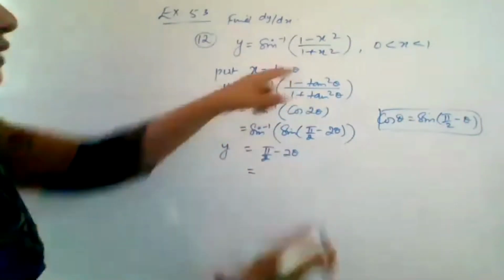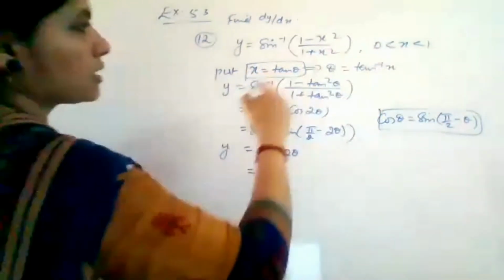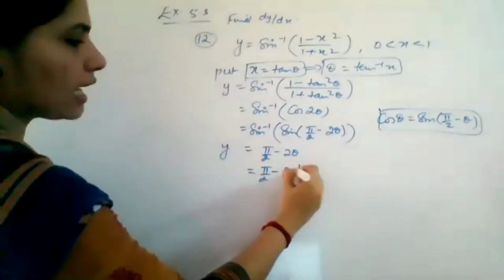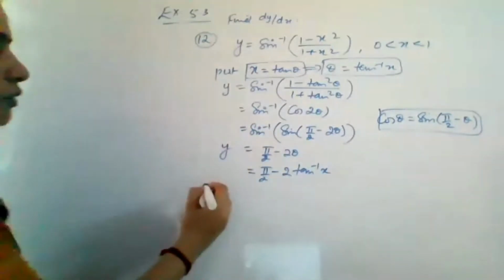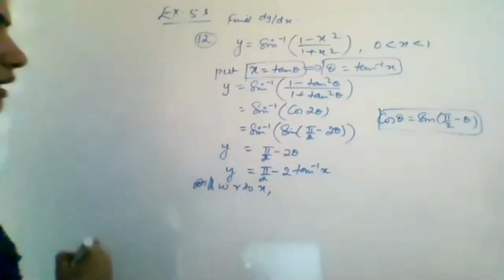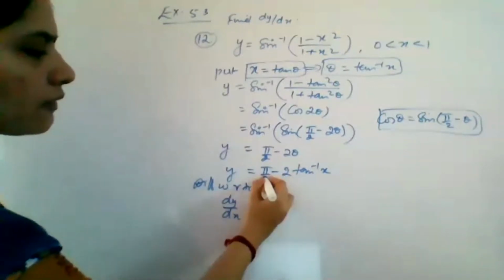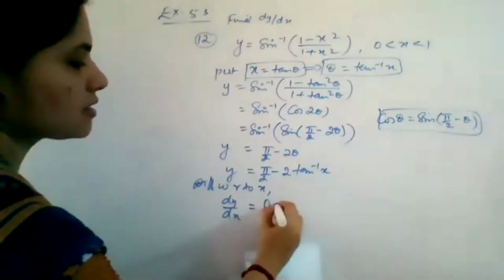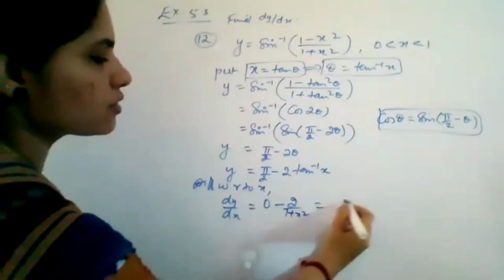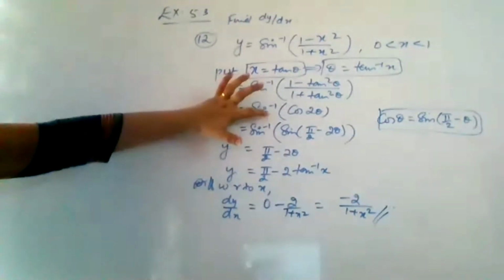Again, you have to replace theta with what you have substituted. Theta is equal to tan inverse x. You will get pi by 2 minus 2 tan inverse x. Now again, you need to differentiate with respect to x, and you need to find out dy by dx. Left hand side will become dy by dx equal to pi by 2's derivative with respect to x, which is 0, minus 2 into the derivative of tan inverse, which is 1 by 1 plus x square. So your answer is minus 2 by 1 plus x square. Understood this step? Why we have done this?